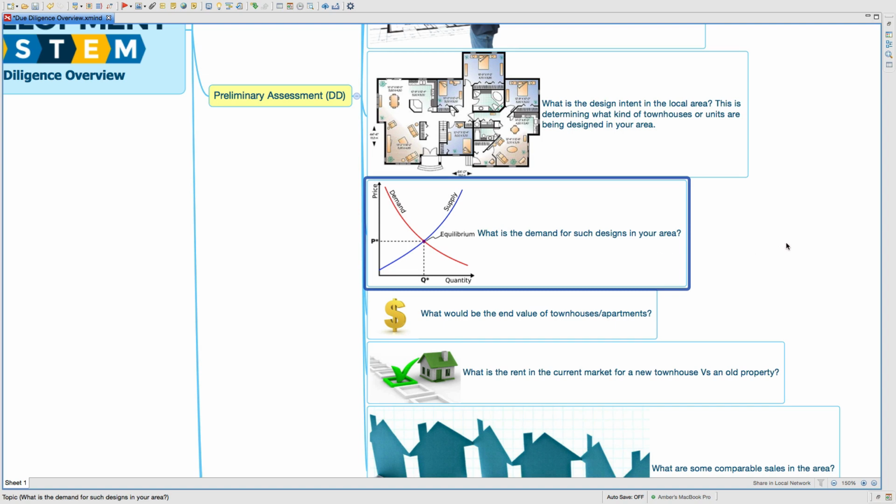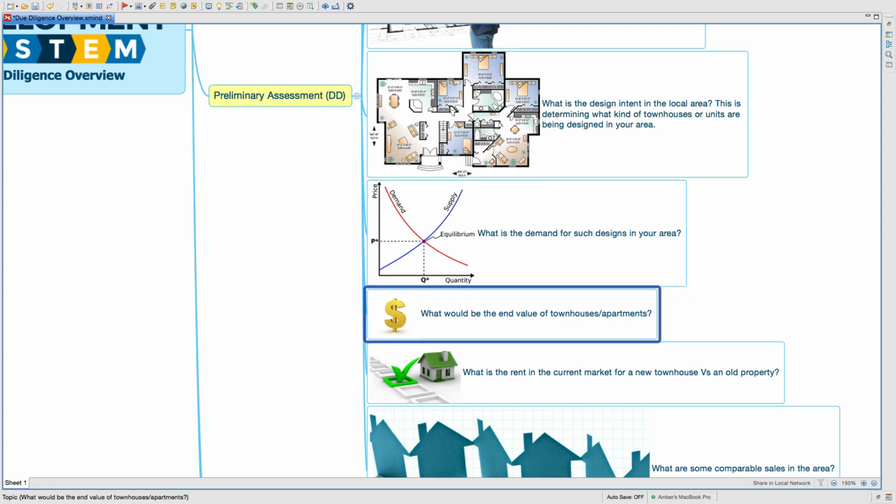What is the demand for such designs in your area? It's just back to supply and demand, and the way you can do that is to get in touch with the agent and ask them what's selling more and what people are looking for more, and they'll give you an idea, not only in terms of townhouses, apartments, or houses. They will also give you an idea of whether a 3-bedder is preferred, or whether they're looking for a powder room downstairs and an ensuite upstairs, or they want the ensuite downstairs and 2 other bedrooms upstairs. That's the kind of stuff you want to find out when you're doing your preliminary assessment.